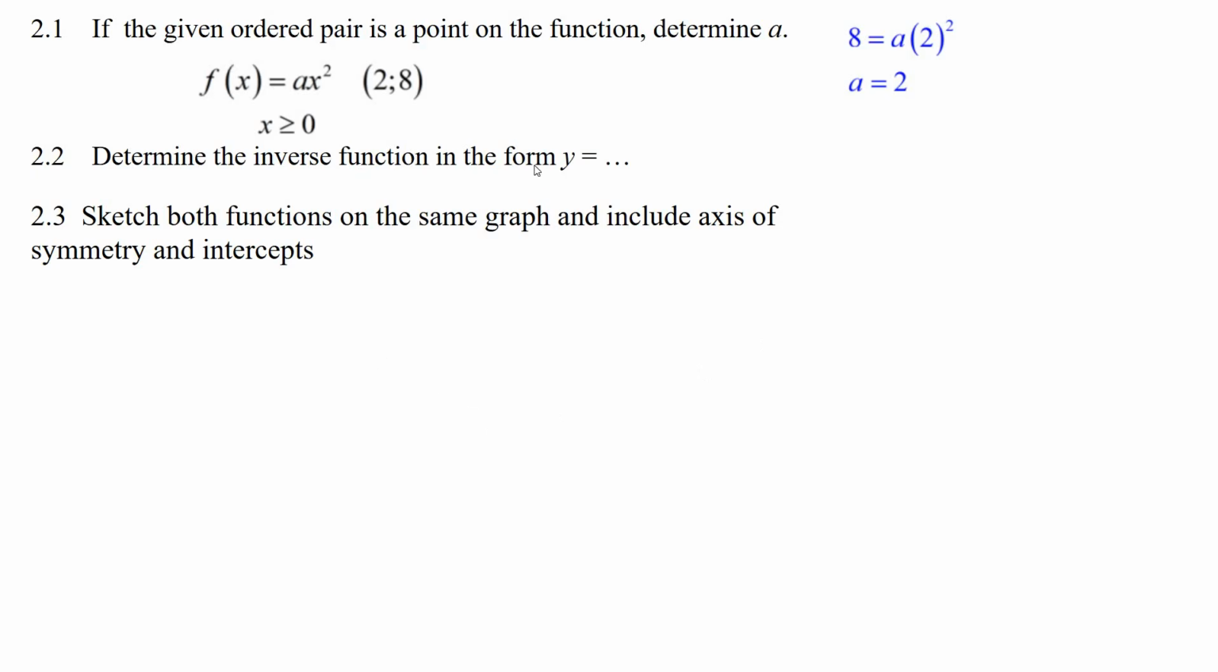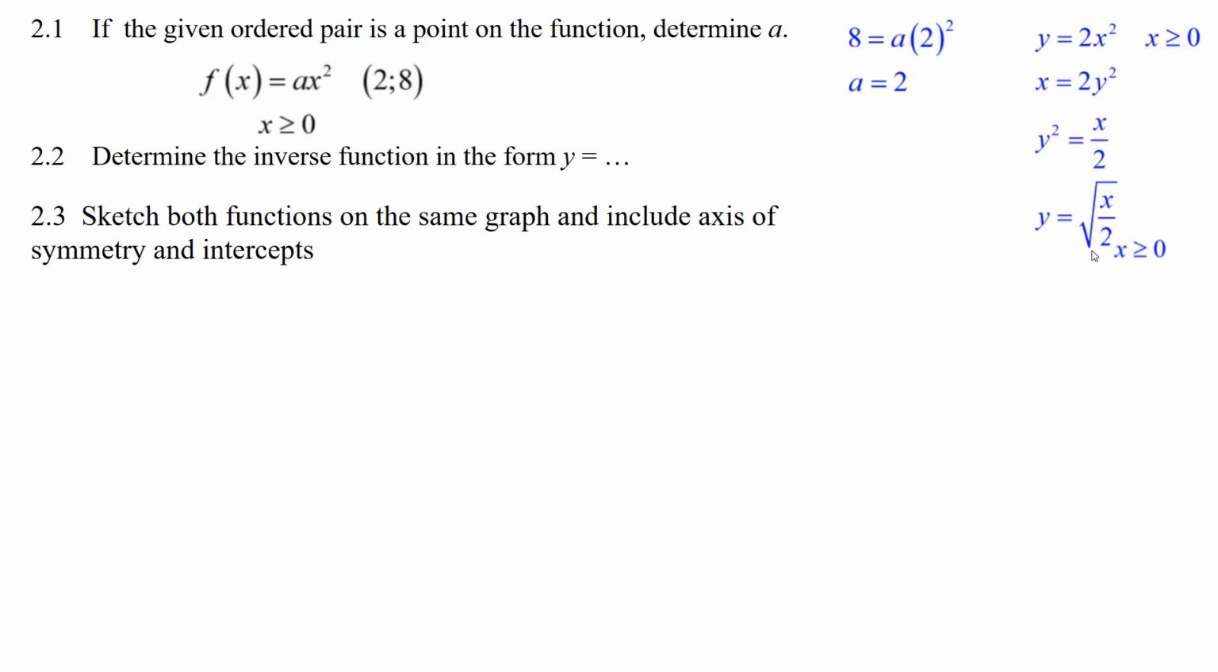Determine the inverse function in the form y equals this time. Okay, we do the same thing. Now that we know that a is 2, we go y equals 2x squared. And then what do we do to find an inverse? Well, we switch x and y. And then we make y the subject, divide by 2, and take the square root.